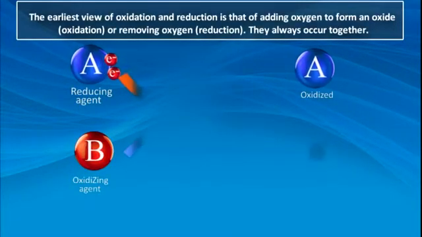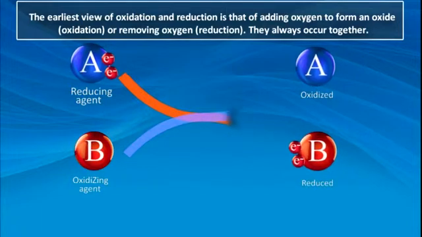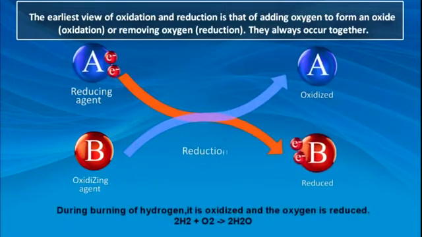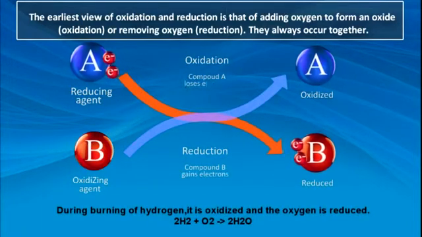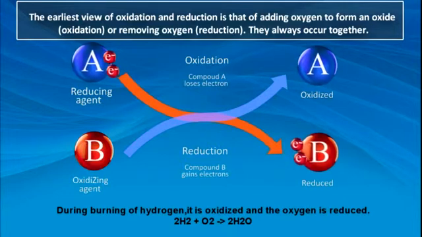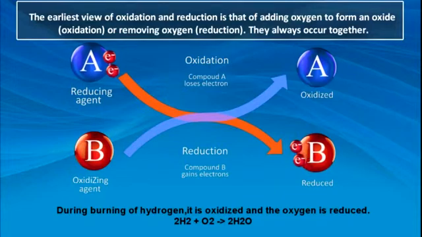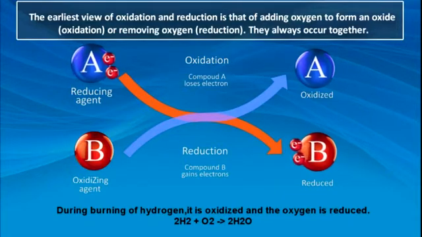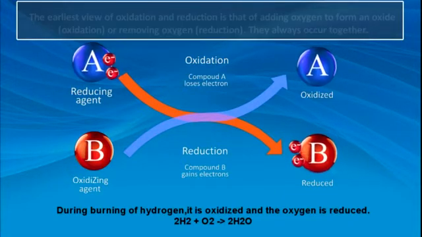If a substance loses oxygen during a change, it is reduced. If a substance gains oxygen during a change, it is oxidized. Reduction and oxidation always take place at the same time.